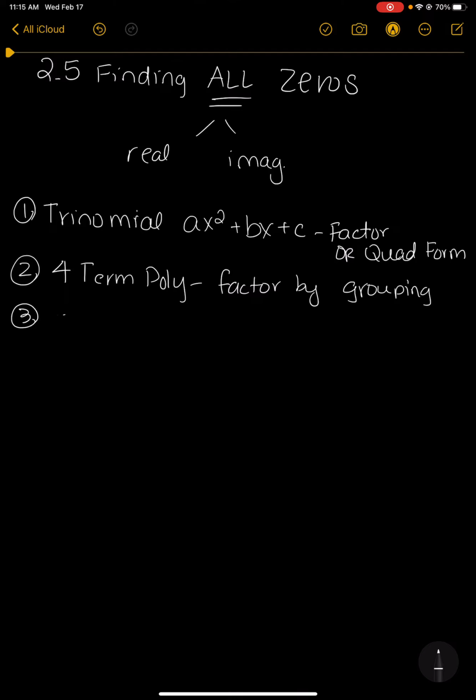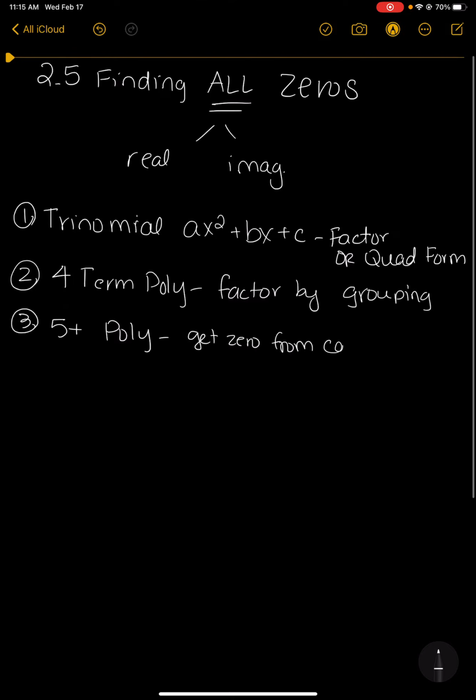And then if you've got a 5 or more term polynomial, there's really no way that we have learned to factor it. There's not an easy way. And so what you want to do is get a zero from a graphing calculator and then do your long division. Or depending on the instructions, you can just find all of your real zeros from the calculator, but then you've got to make sure that you have all of your imaginary zeros as well.